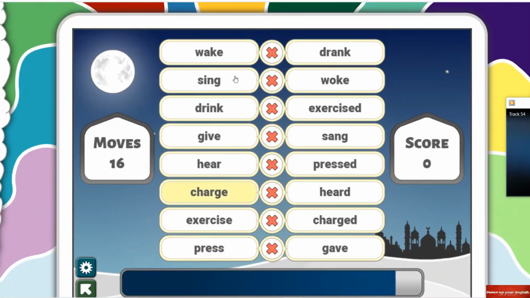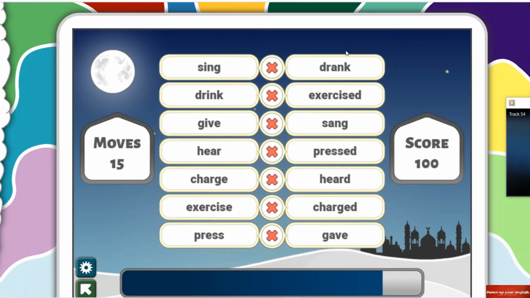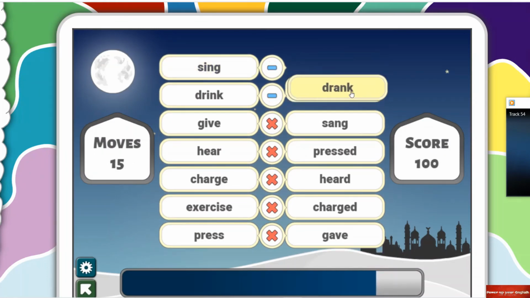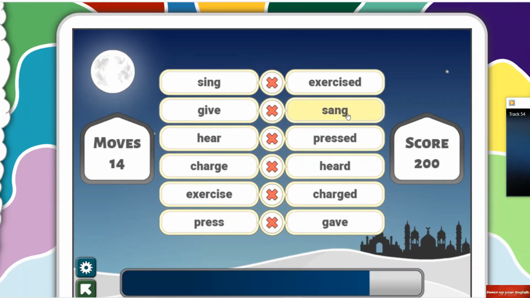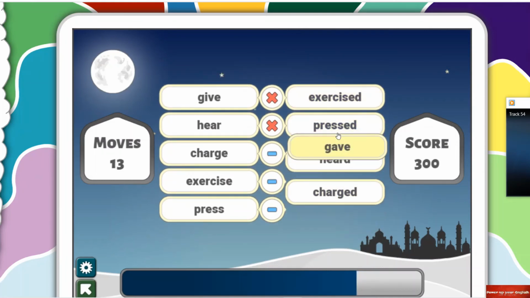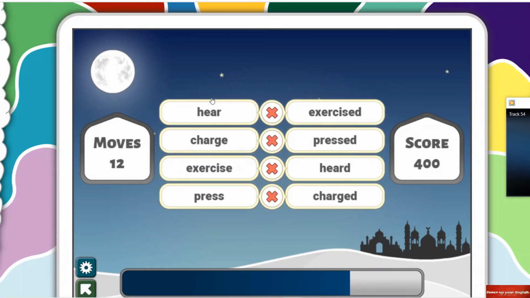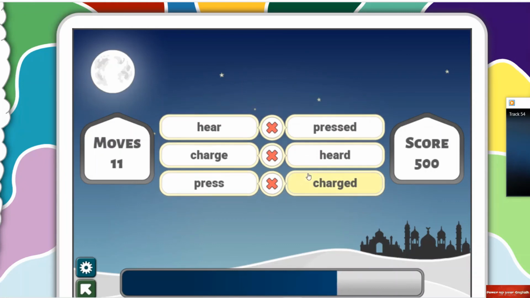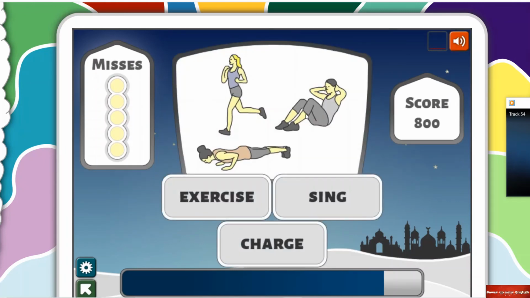So what do we need to do now? For example, wake is the past we saw of walk. So you need to match. Drink is drunk. Sing is sung. And then we have some irregular again. Did you remember? Give, gave. And then we have some regular like exercise, press, pressed, charge, and another one.